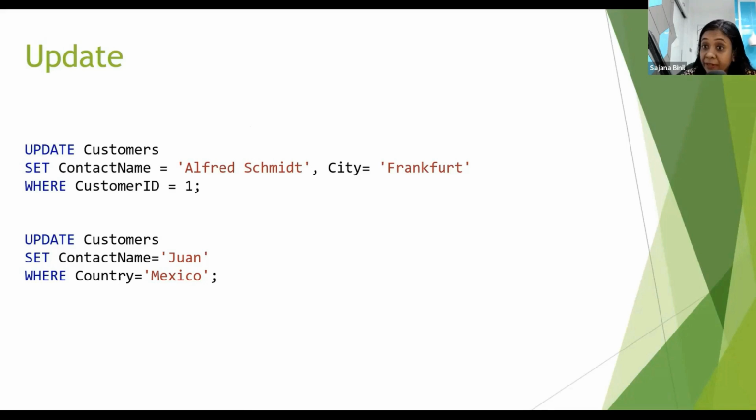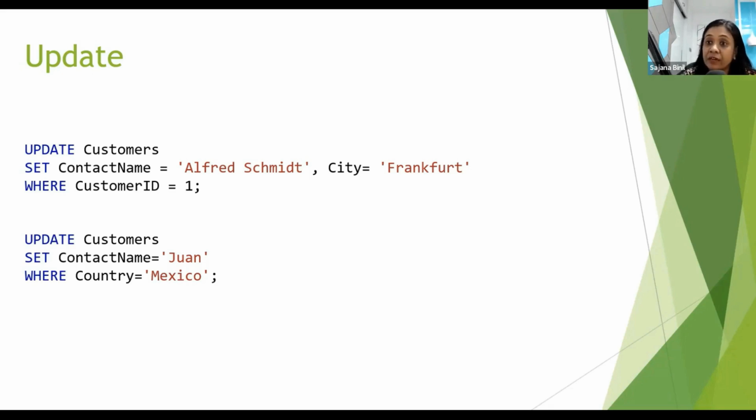Now, my update query will also work if I remove the WHERE. It is not mandatory to have a WHERE. But what will my update query do in that case? If WHERE is not there, it is going to update all the contact names to Alfred and city to Frankfurt. The entire database will be modified. Everywhere you will see the contact name as Alfred and city as Frankfurt. You get my point?